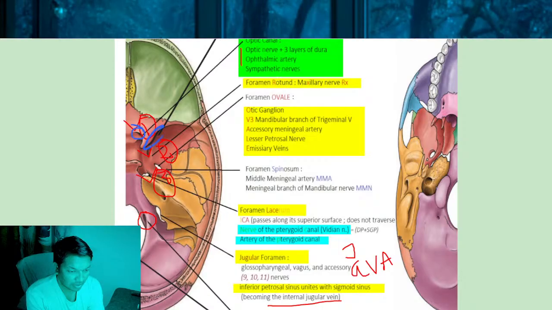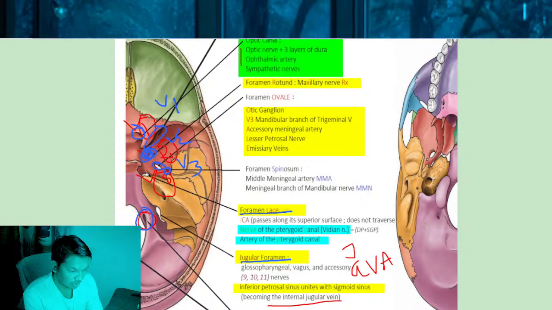Optic canal, superior orbital fissure, then foramen ovale, foramen spinosum, and foramen rotundum, which contains V2. So serially it is V1, V2, then V3: V1 going through the superior orbital fissure, V2 through rotundum, and V3 through ovale. Then foramen lacerum. Then this is the jugular foramen, very important.